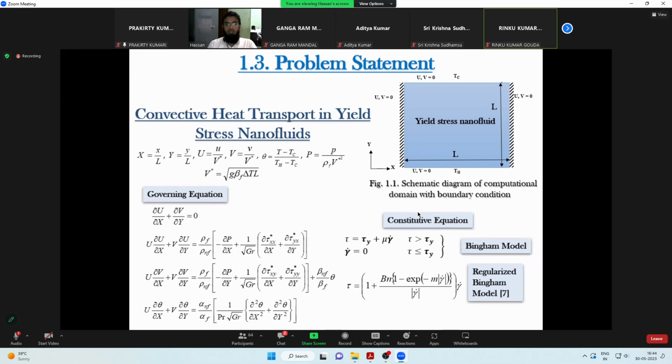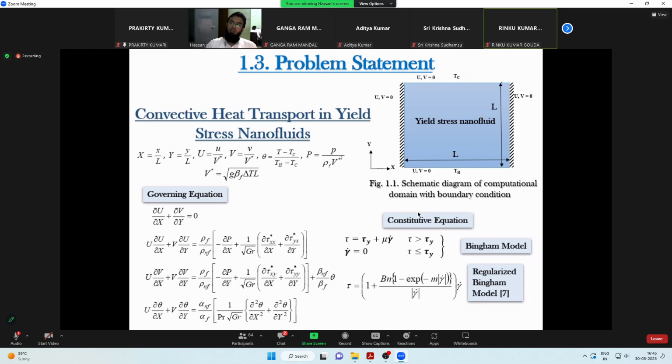energy equation, where U del theta by del X plus V del theta by del Y, the convective term, is equal to alpha nf by alpha f. Alpha is the thermal transport characteristic, K by rho C, multiplied by 1 by Pr, where Pr stands for Prandtl number, multiplied by del square theta by del X square plus del square theta by del Y square. In this fashion, these governing equations consisting of momentum, continuity, and energy equations are represented here.